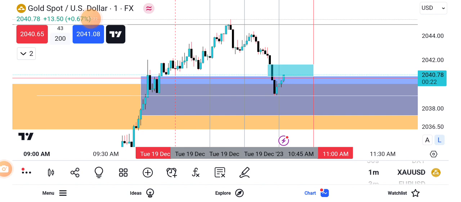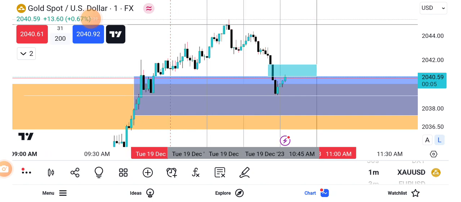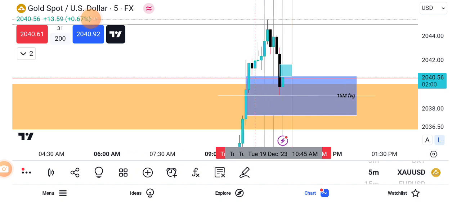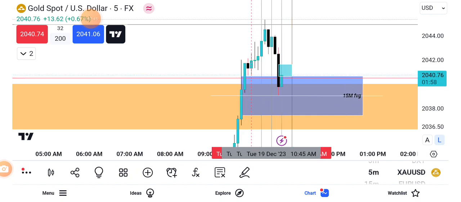So I've been waiting for this accumulation. You can see it's kind of accumulating now. I wanted to see this manipulation lower. It has come to clear this. It cleared these lows and tapped into these 15 minutes fair value gap, but I'm not yet rushing it. I'm patient, and I want to see maybe the 5 minutes.